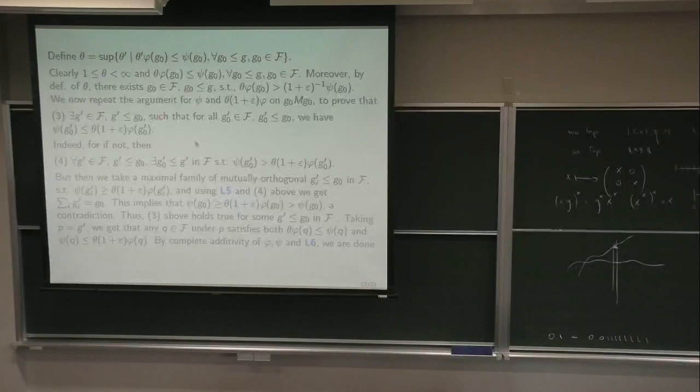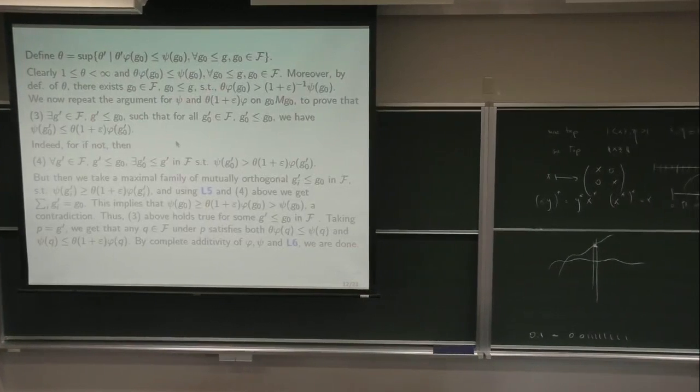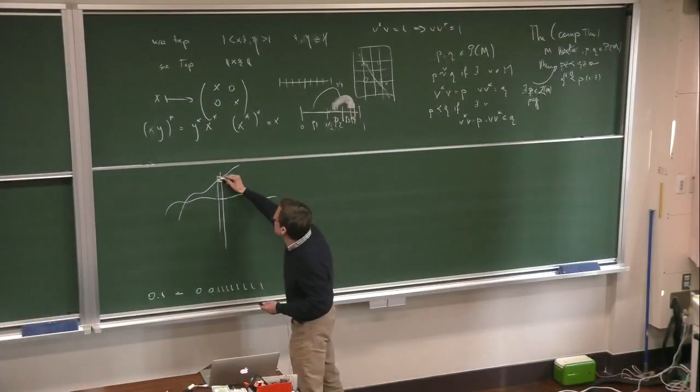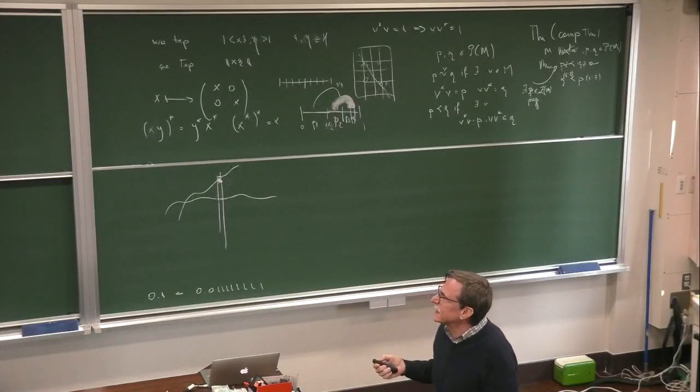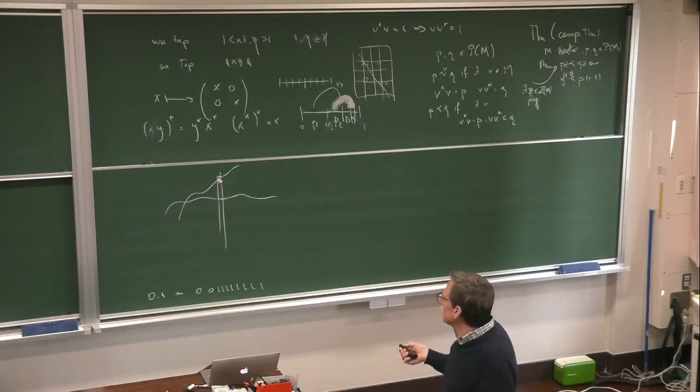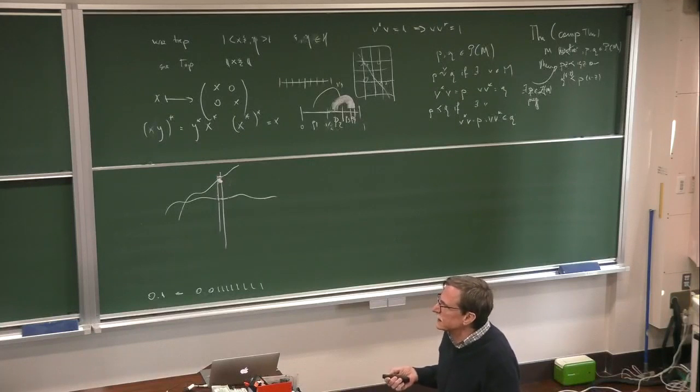So we repeat now the argument for psi and theta times 1 plus epsilon phi to prove this. So basically now I'm doing it from the other side. Or if you prefer, it's putting this under. So it's exactly the same reasoning, and you get the other side. It's exactly the same way we got it, pushing it up. Now it's from the other side.